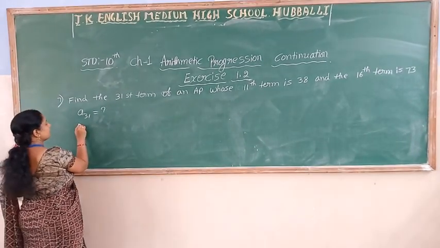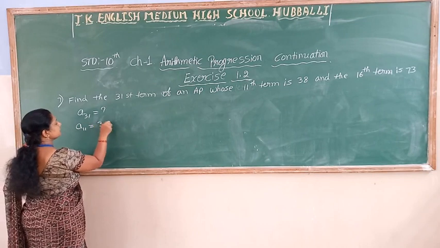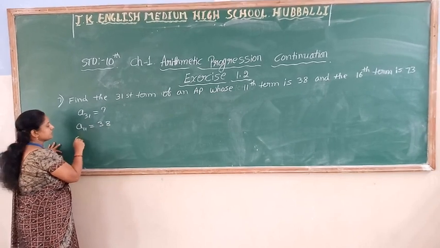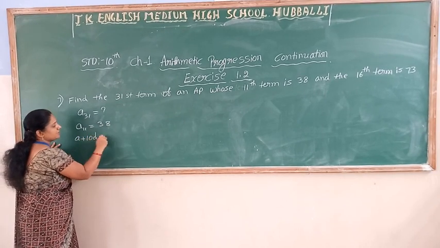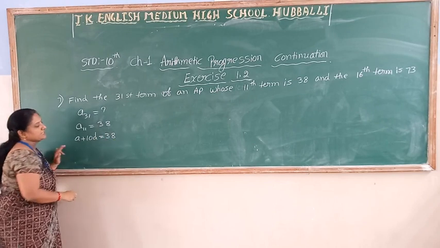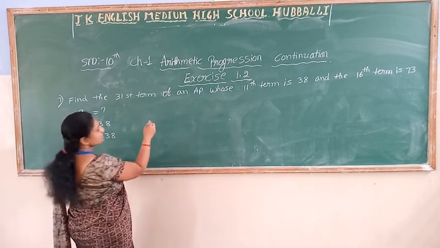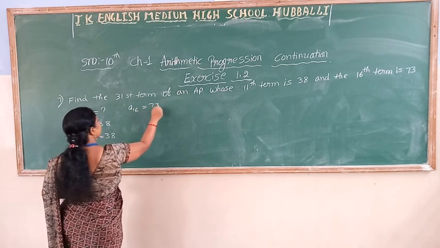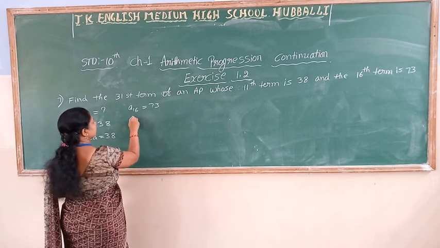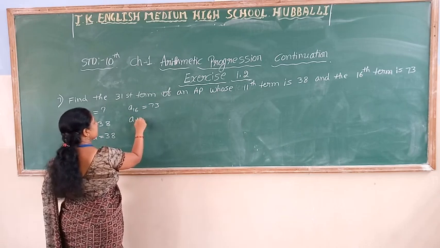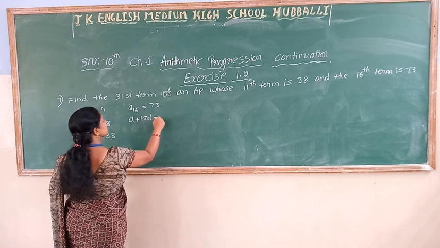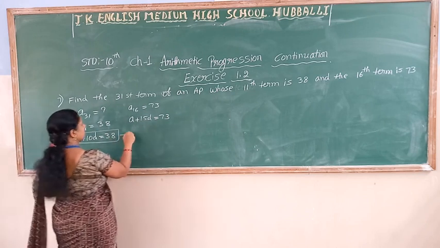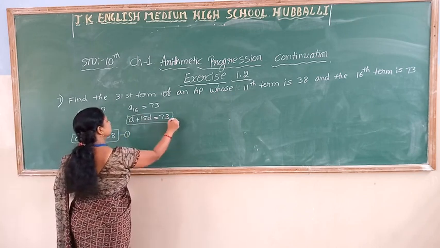So how can I write the 11th term? The 11th term is 38. According to the terms of an AP, I can write it as A plus 10D is equal to 38. The same way, I can write that the 16th term is 73. According to the general form of an AP, I can write A16 means A plus 15D is equal to 73. You call this equation number 1 and this equation number 2.